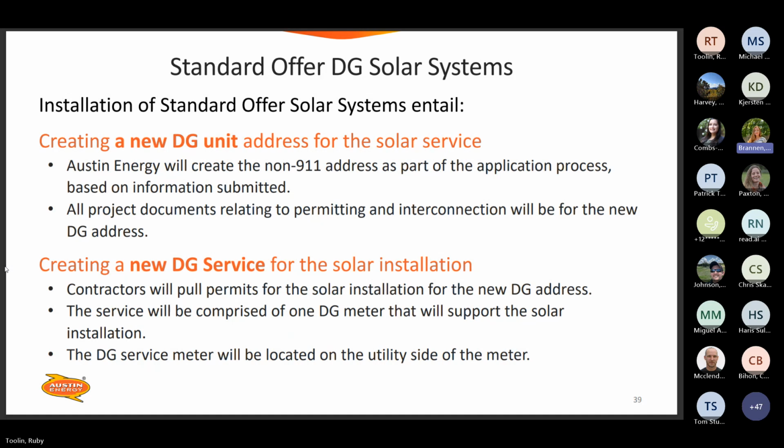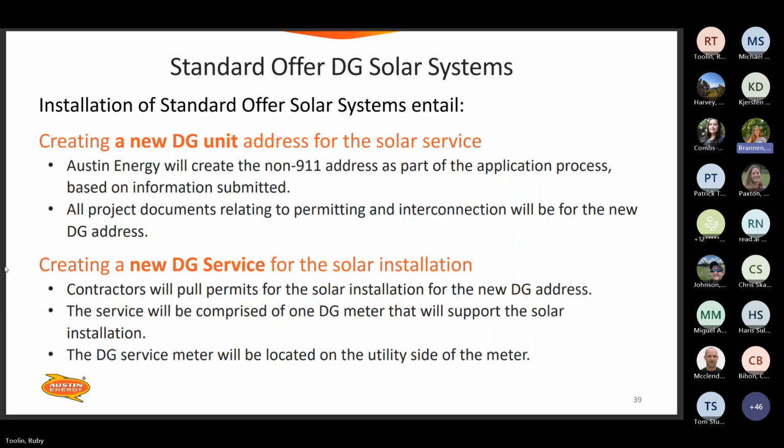So looking at these standard offer DG systems, installation will entail creating a new DG unit address for that solar service. Again, this is something that Ruby and Athena, I think, both mentioned. So keep in mind that we are going to do this for you. AE will create the non-911 address as part of the application process. When you submit an ECP, we'll kick that process off. All project documents related to permitting and interconnection will be for that new DG address. So the subtext there is wait until you have that 911 address to submit that permitting and interconnection paperwork, just so you know that you've got that information all ready to go before you submit those to DSD.